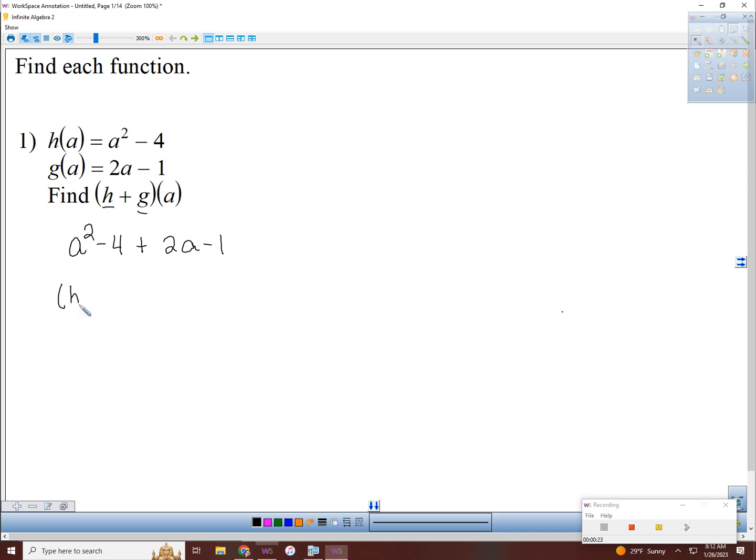So I'm going to put my notation in the front, which is h plus g of a. And then I'm going to add like terms. So a squared is my biggest degree term, so I don't have anything else to go with that. And then we have the 2a, so plus 2a. The only thing we have to put together is the negative 4 and the negative 1, and that adds together to make negative 5.